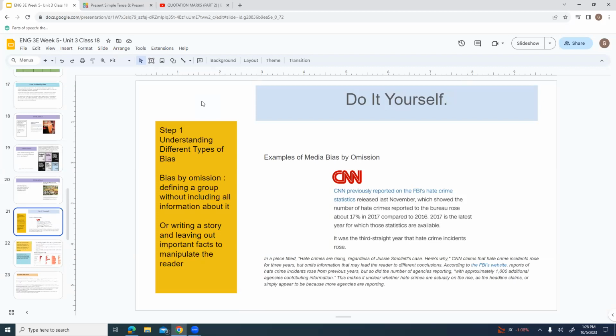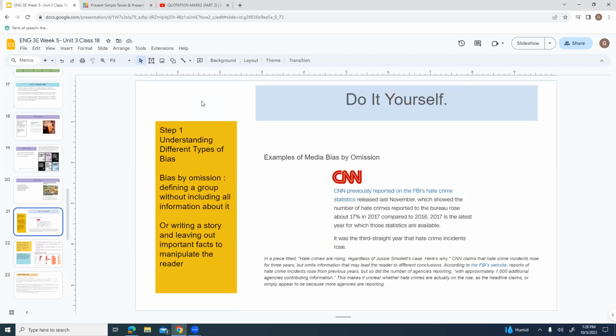CNN had previously reported on the FBI's hate crime statistics, which had been released last November, which showed that the number of hate crimes reported to the FBI rose about 17% in 2017 compared to 2016. 2017 was the latest year for which those statistics are available. And then they announced it's the third straight year that hate crime incidents have risen. However, they didn't give you all the information.